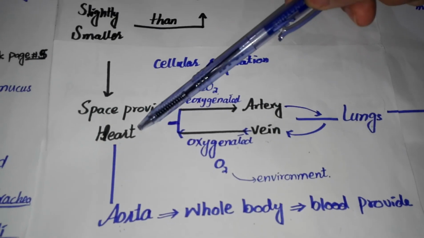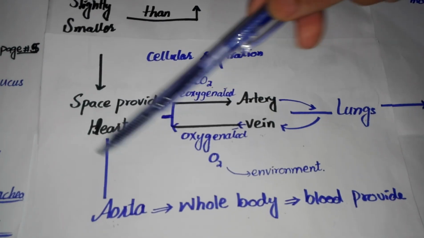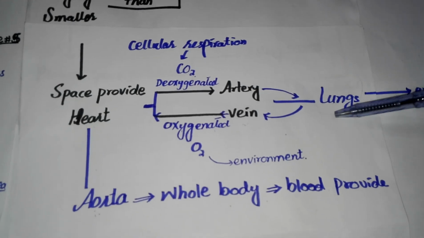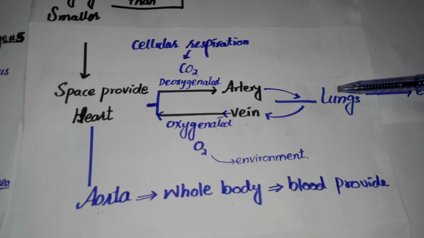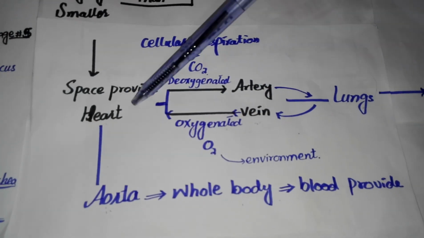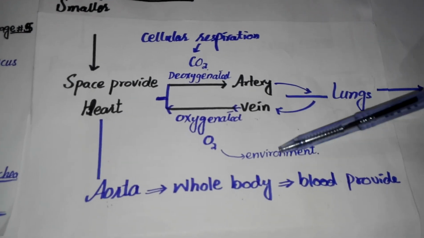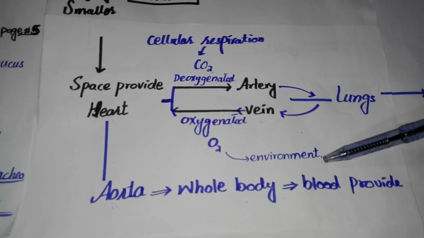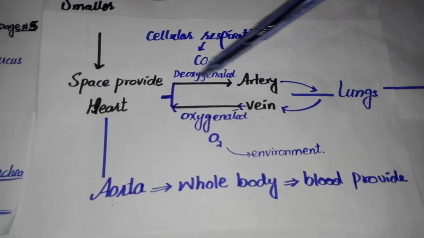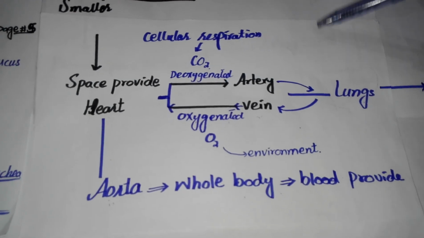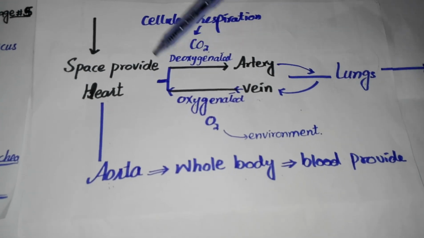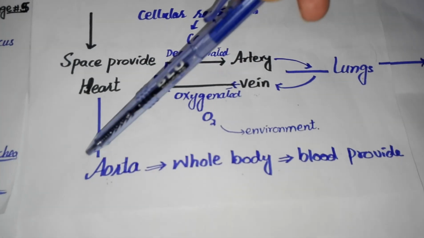This heart receives deoxygenated blood from the body and provides this deoxygenated blood to the lungs through the artery. Then the lungs convert this deoxygenated blood into oxygenated blood and provide it to the heart through the vein. This oxygen comes from the environment in the lungs, and the carbon dioxide comes into the blood through the cellular respiration process.